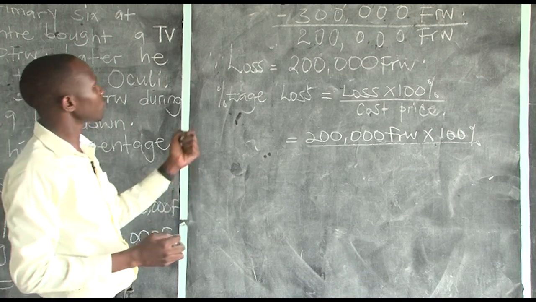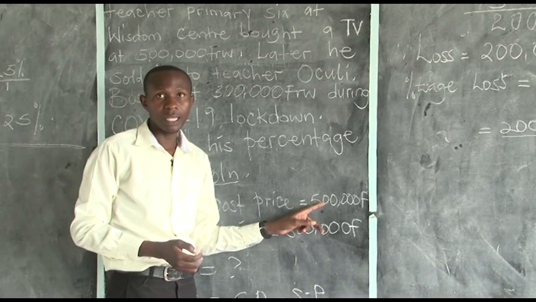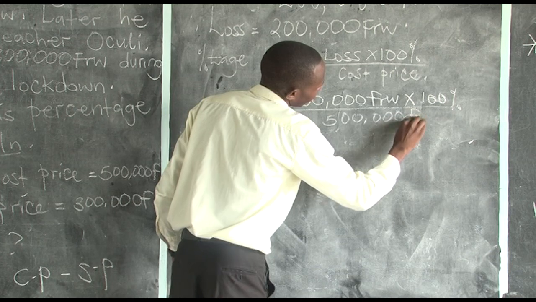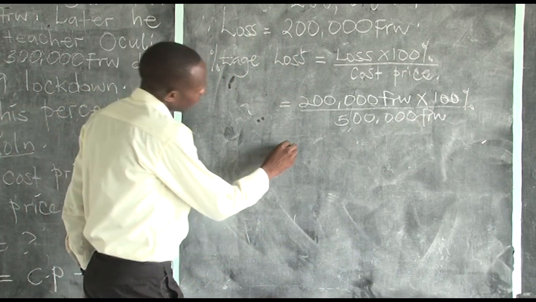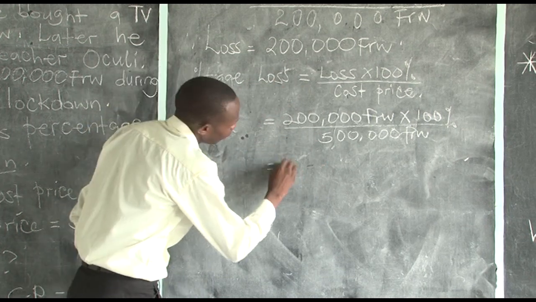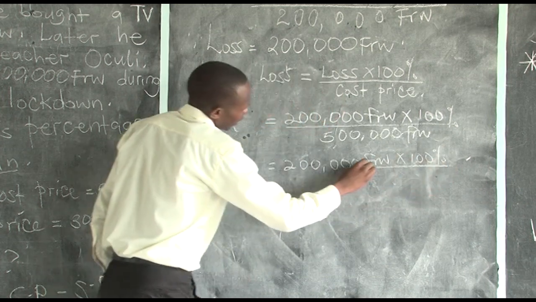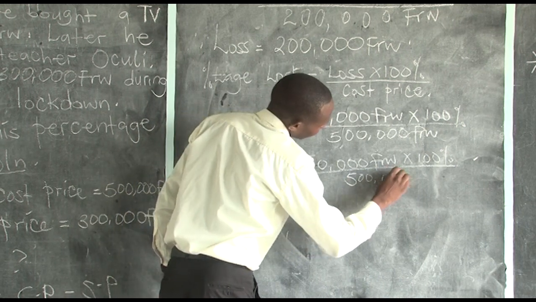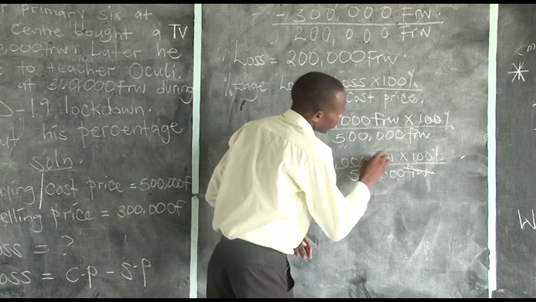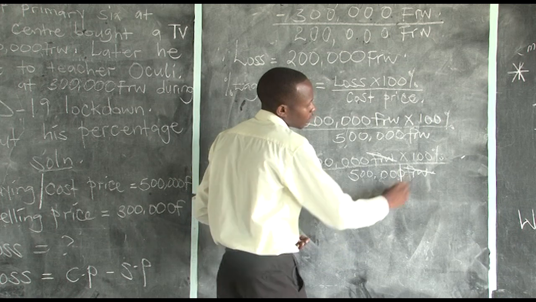What is our cost price according to what we have identified here? Our cost price, or buying price, was 500,000 francs. So we shall say divide by 500,000 francs. From there, I will copy my statement the way it is, then begin dividing from the next level. I'm not going to change anything, just copy and paste. So I'll have 200,000 francs times 100% divided by 500,000 francs. From there, I will begin with units. This unit will cancel out with that unit. Then this zero will cancel out with this zero.